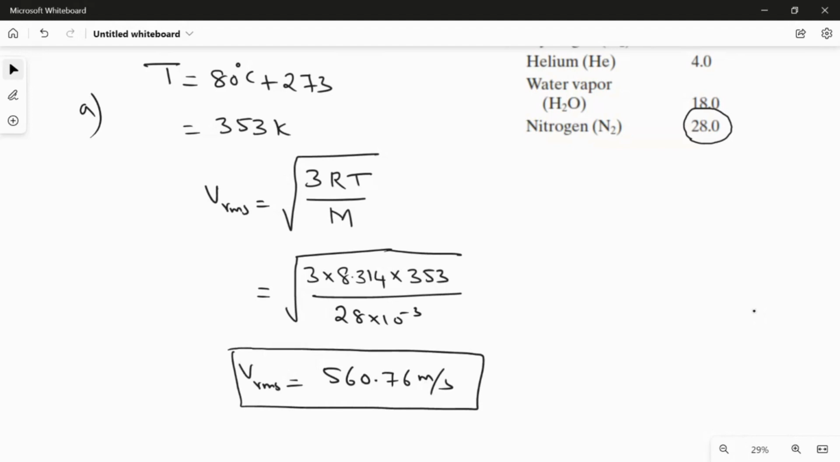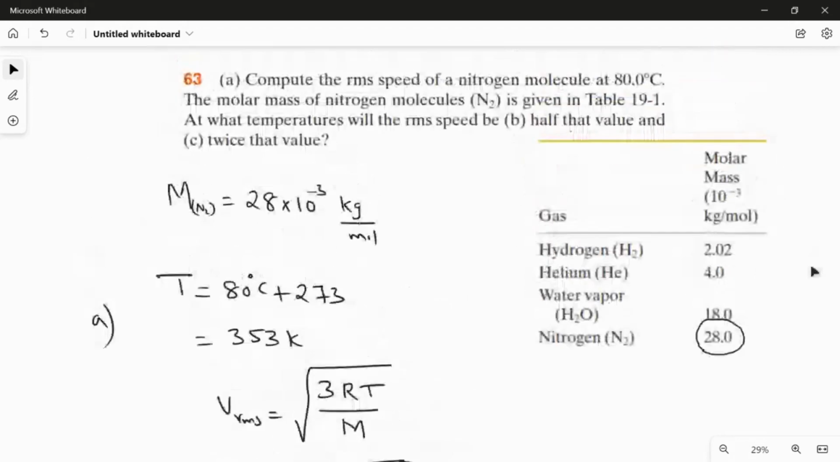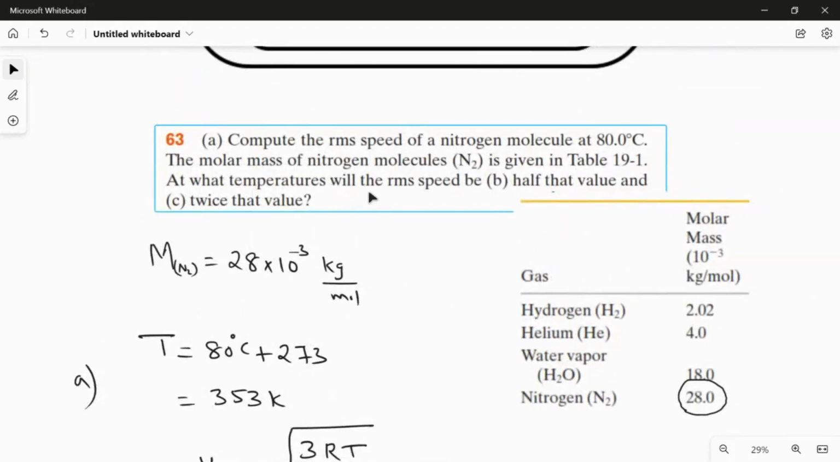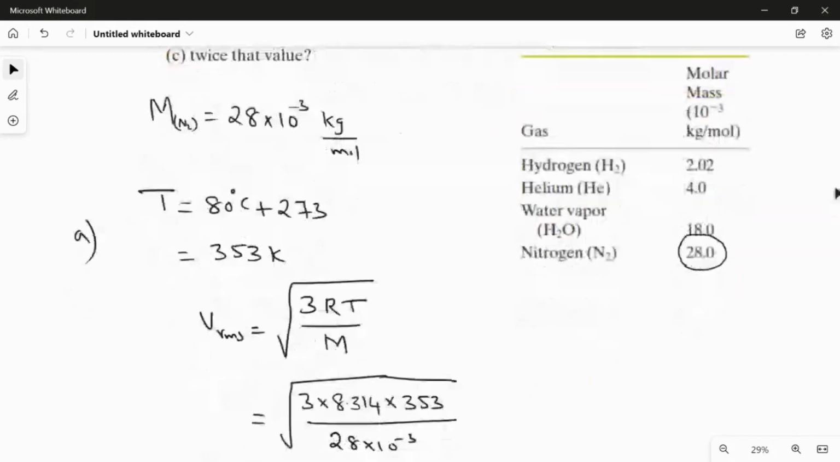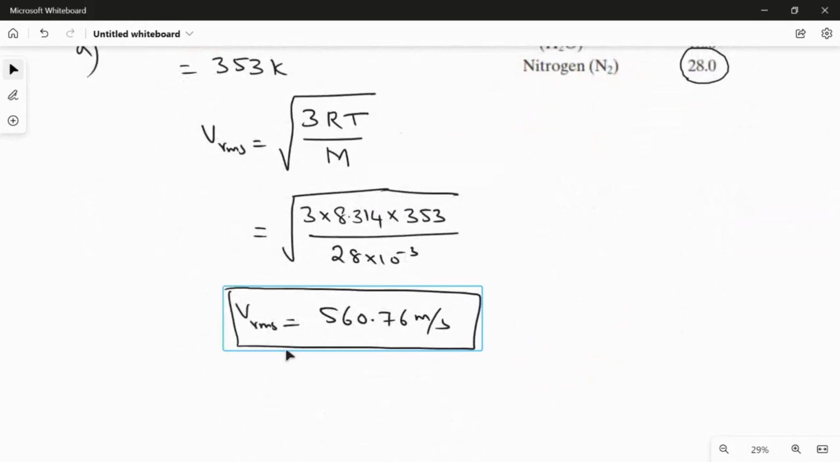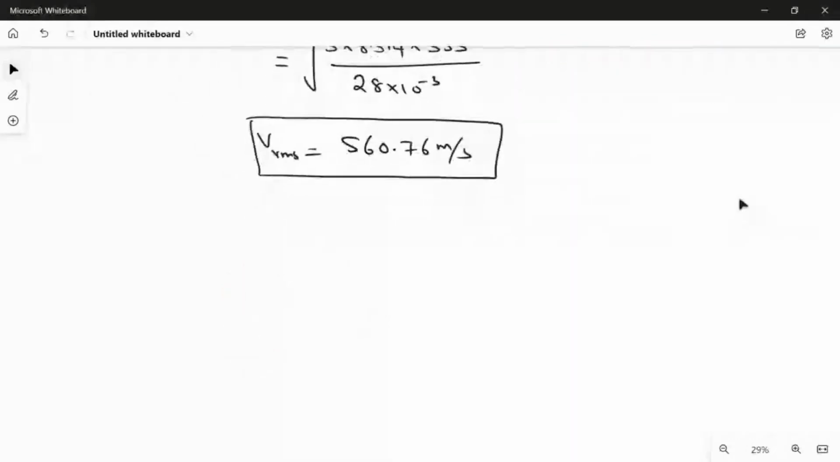Okay, now we have to go to the second question. Let's read what is given in the second question. At what temperature will the RMS speed be half that value? So in the second part, we are going to calculate the temperature for half of the value of the RMS speed. In the first part, we got the RMS speed as 560.76. If this value is halved, what should the temperature be? It's very easy, so let's work it out.